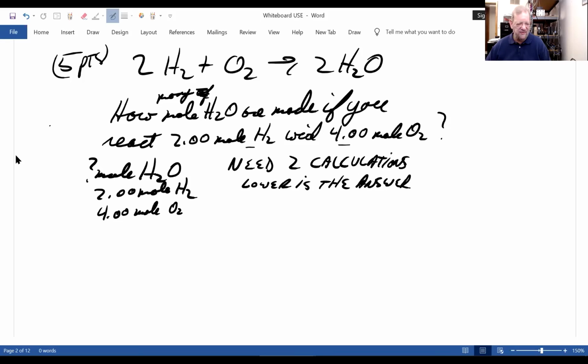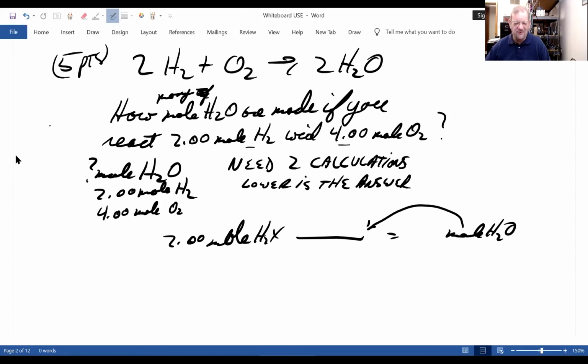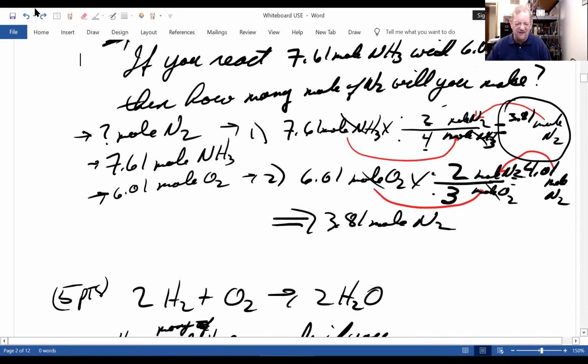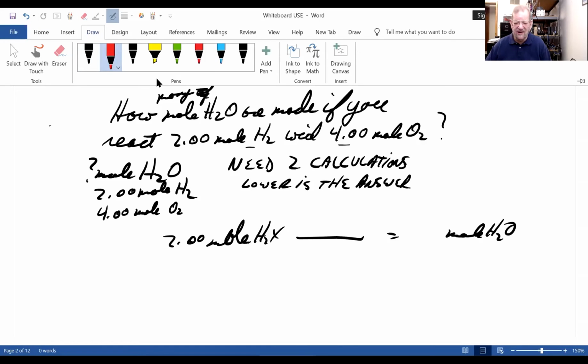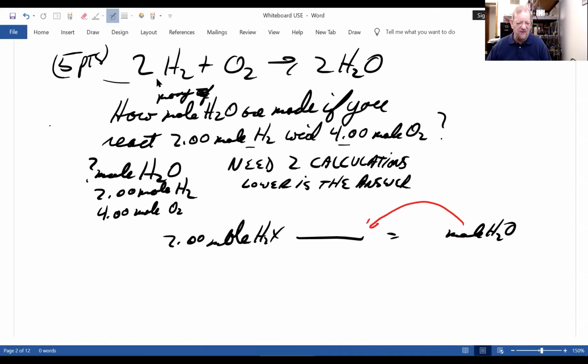So I'll start with 2.00 moles of hydrogen. I want to get to moles of water. Whatever I'm trying to get to, when you use your good buddy, your good friend, unit analysis, that's the wrong color, bad Dr. White. Whatever you're trying to get to goes on top of this ratio. Whatever you're trying to get rid of goes underneath.